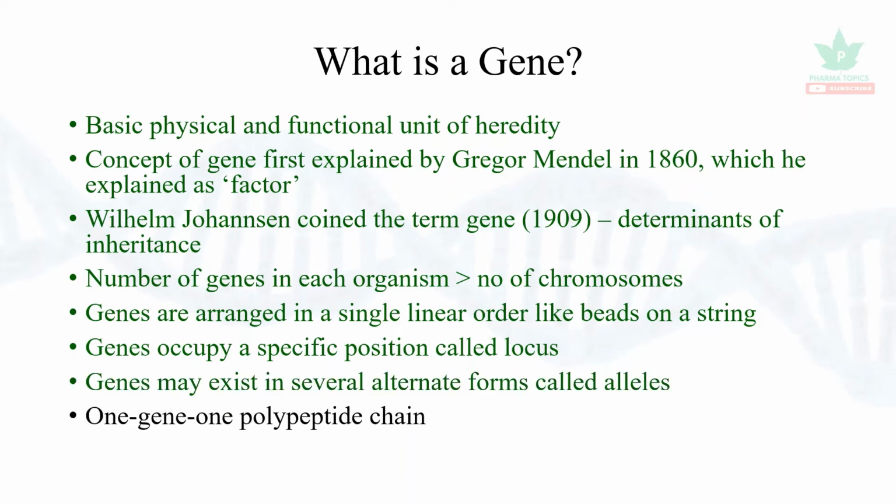One gene codes for one polypeptide protein. If the protein has 3 or 4 chains, there will be 3 or 4 genes which are responsible for that. So DNA is the genetic material.